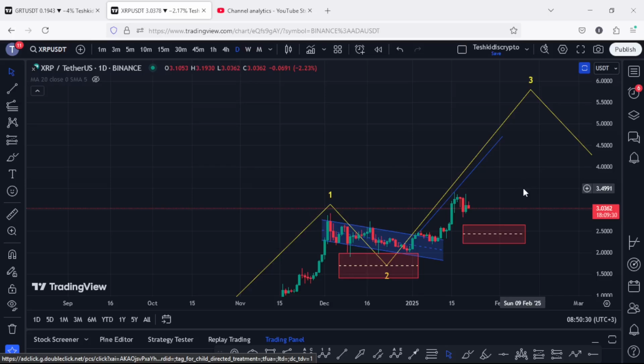XRP at the time of this recording is giving us a bit of a breakdown move after an aggressive breakout to the upside, from the moment we saw a breakout out of this bullish flag that we had been trading within, and that movement to the upside has now given us a high above the 3.4218.